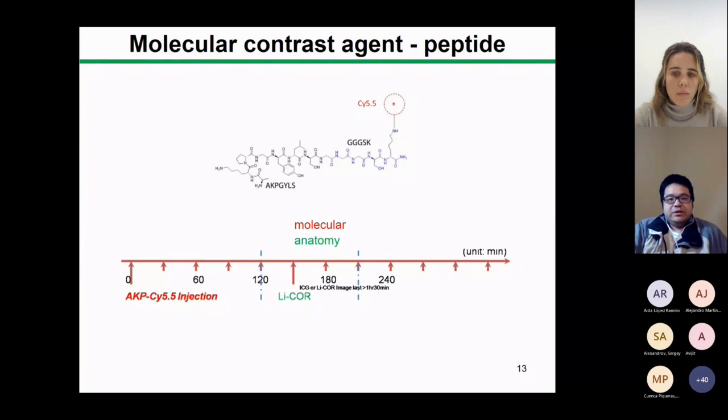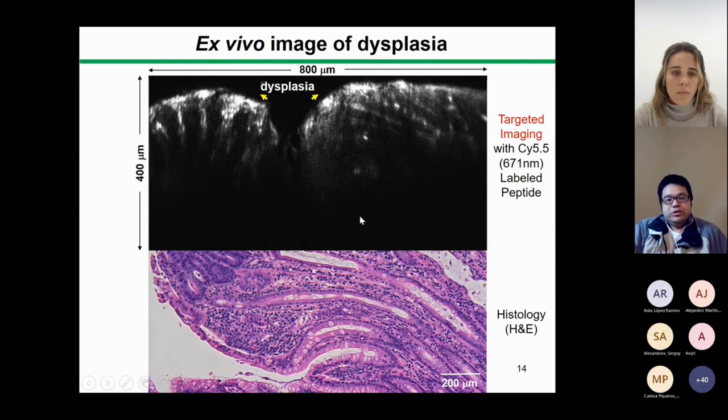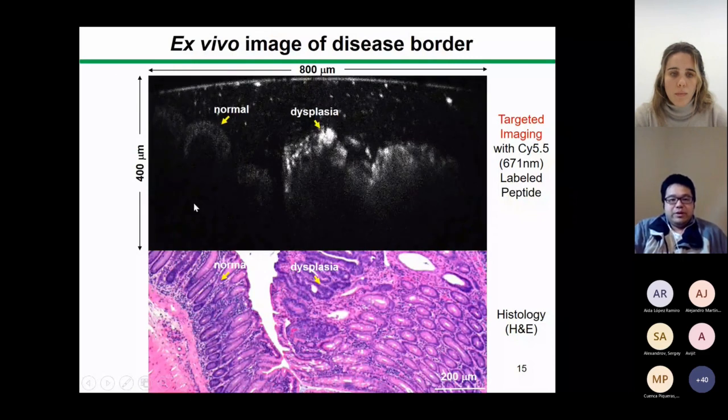This is the contrast agent we used, a molecule targeting the tumor area with a peptide. Using the traditional CW laser, we can see this contrast from the specific binding, for example a 670 labeled peptide targeting the tumor area. You can see a very bright signal compared to the normal area, with very high contrast.